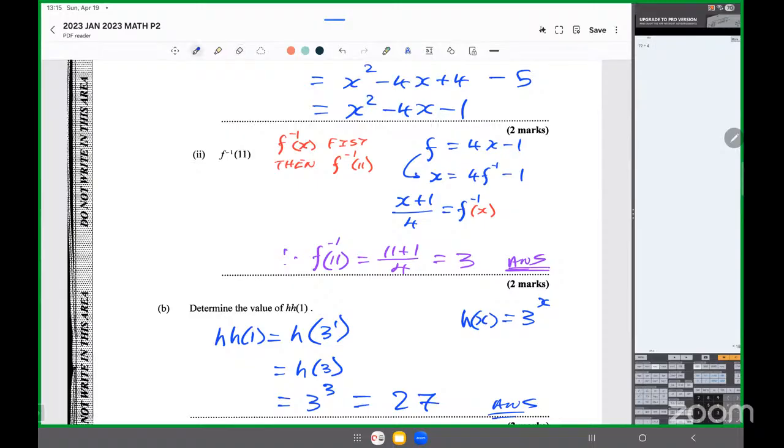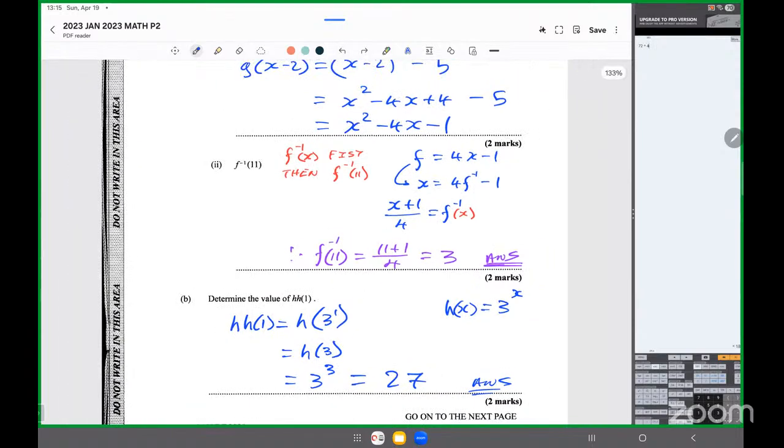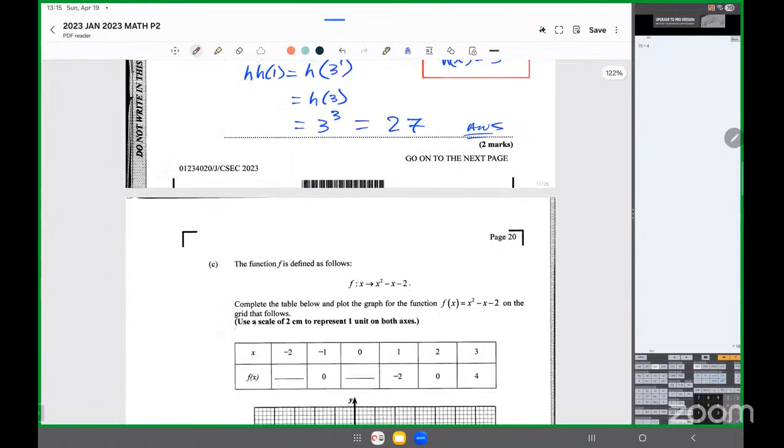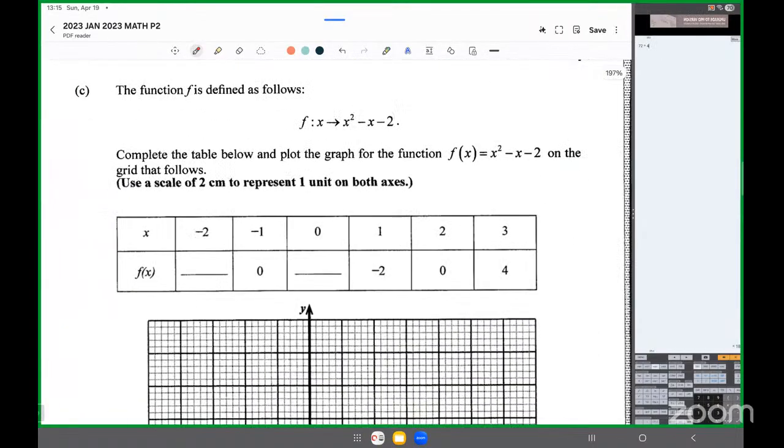All right, so the h of 1 is 3 to the 1 first, which is 3. And then the h of 3 is 3 cubed. All right, put this in my box. All right, that's done. Now come to this function, the quadratic.